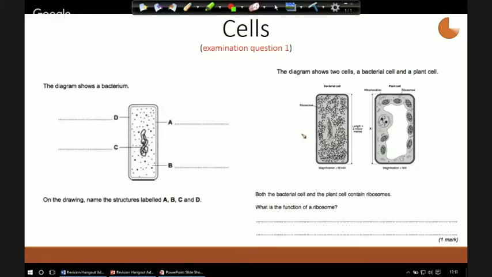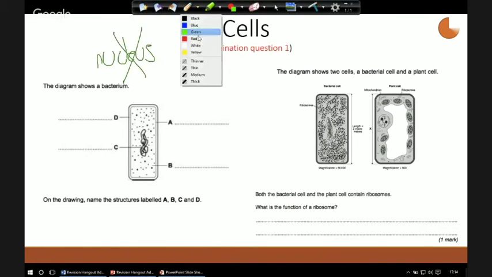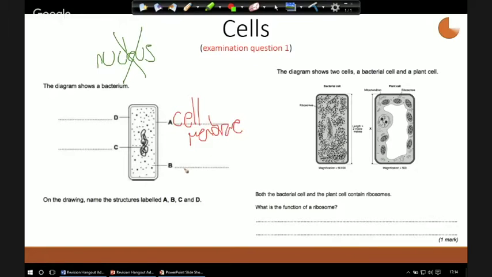So let's have a very first quick look at question 1. Well, this is bacteria. So the first thing we know is there will not be a nucleus. We're ruling that out. Well, A is the inner lining. A is our cell membrane. B is the jelly-like substance within. That's for cytoplasm.